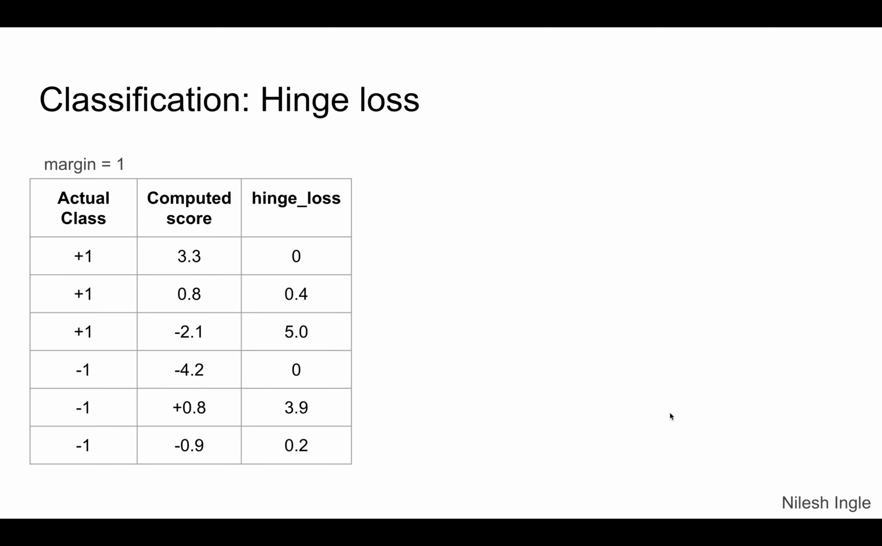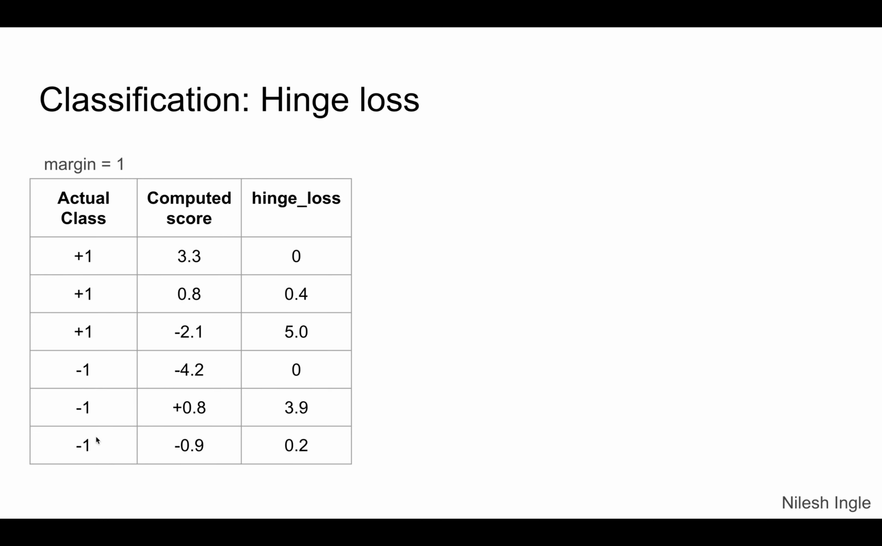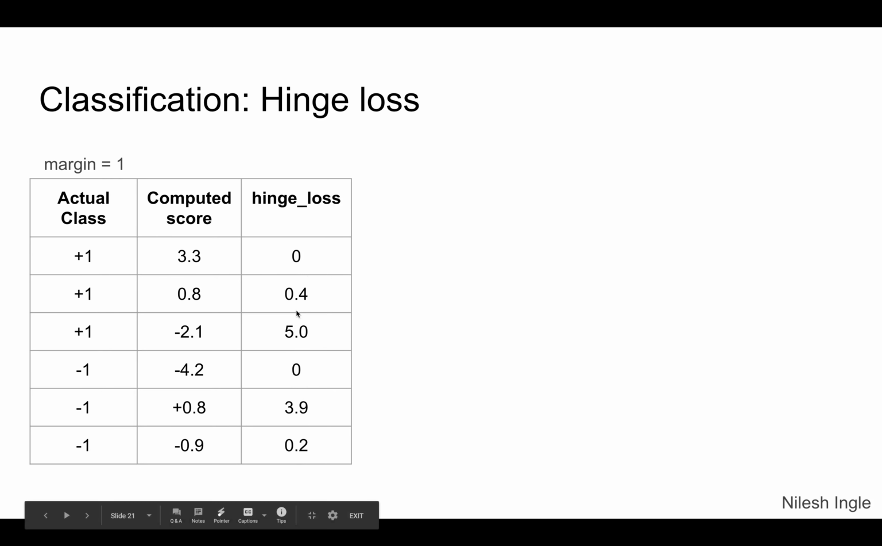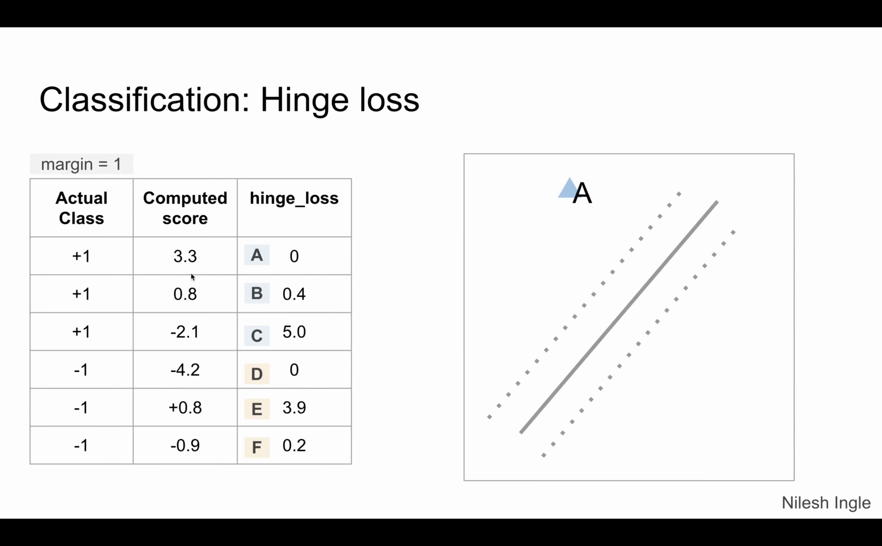Now let's look at this example where we have a table with three columns, and the first column is the actual class, which tells us that the first three data points are in the positive class and the last three data points are in the negative class. And let's say we have a margin of 1. In the second column, we have the computed score for each of these points and then the associated hinge loss. These are completely arbitrary values. I've just made them up to illustrate the point. Now let's look at the visual representation of these as well on the right hand side.